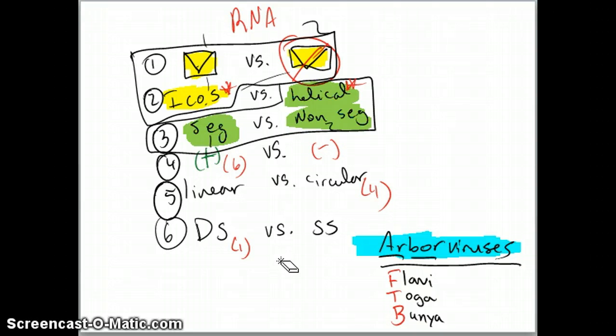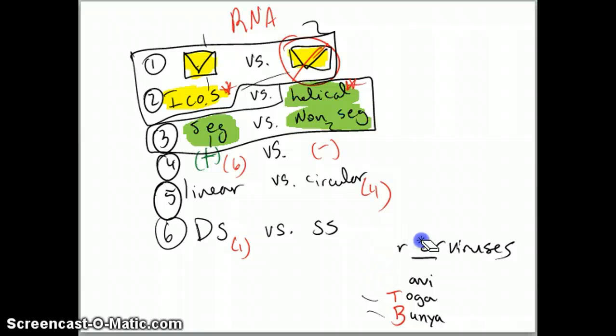And if you want a mnemonic to remember what groups they come from, the families, you've got fleas, ticks, and bugs. The F for flaviviruses, T for togaviridae, B for bunyaviridae. There's only one other, and it's going to come from reoviridae. We'll go over that in just a second. But those are your arboviruses, so we will not be doing a separate group of arboviruses because you'll know them already.